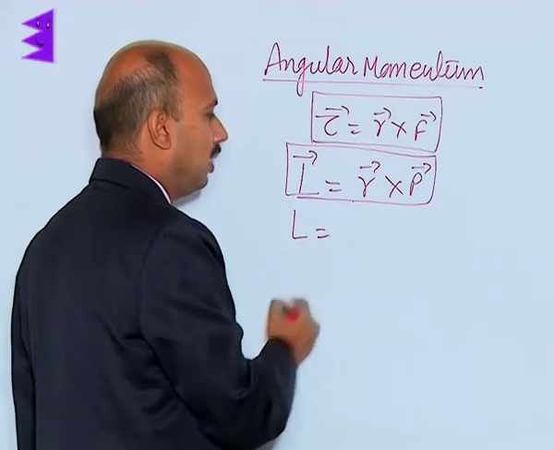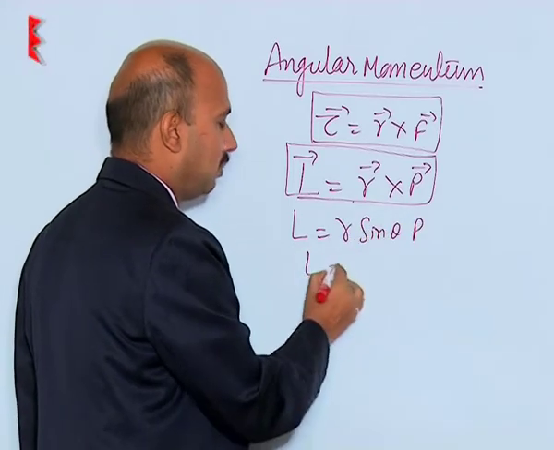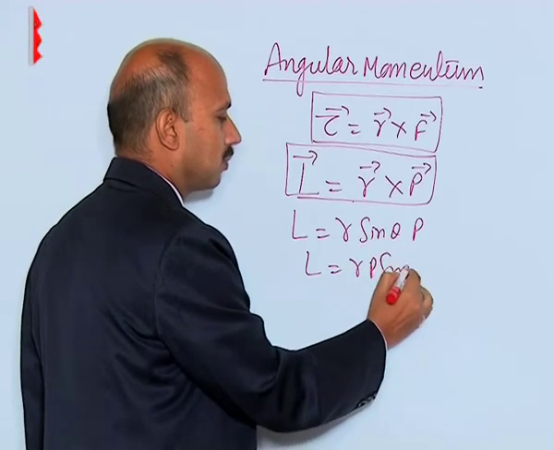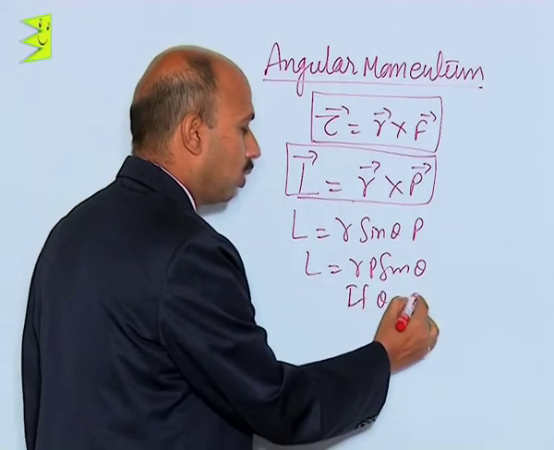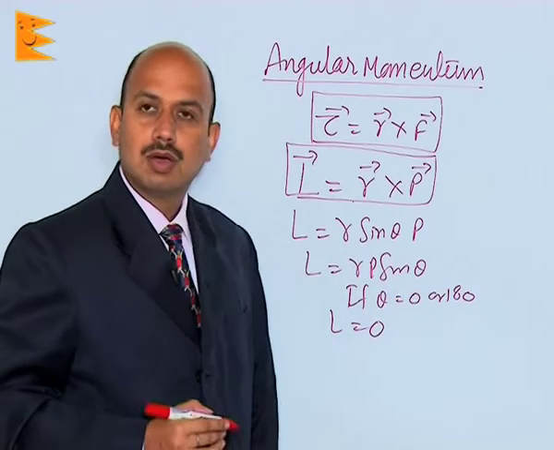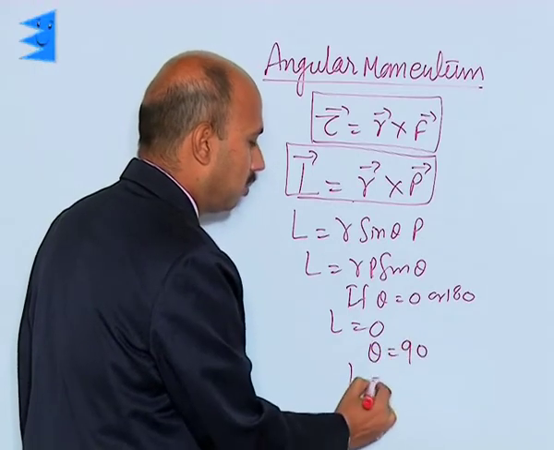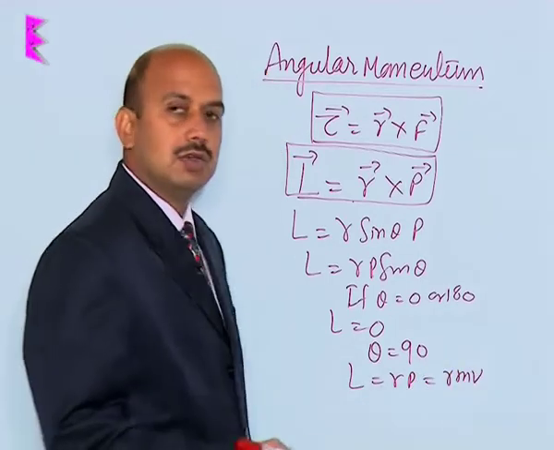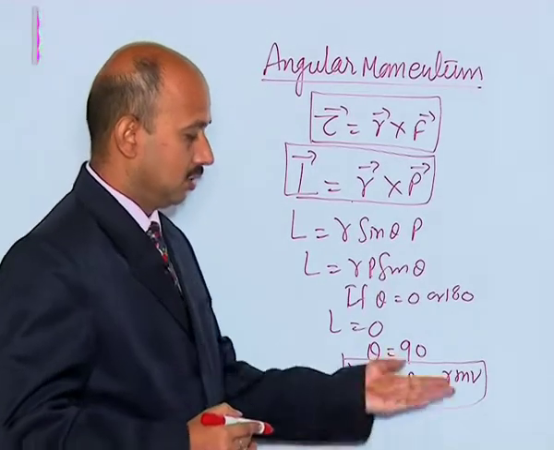So, we can also write L is equal to r sin theta into p, that is, rp sin theta. If theta is equal to 0 or 180, you will get angular momentum L equal to 0. But if you take theta equal to 90, you will get angular momentum L equal to r into p, that is r into mv. So, that is mvr. So, the maximum angular momentum of the particle is mvr.